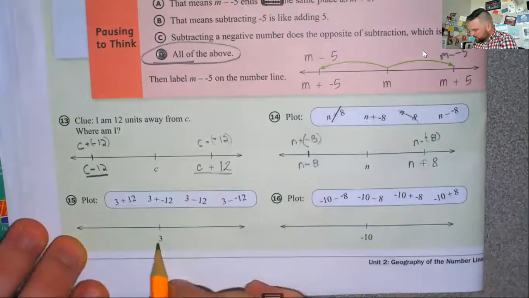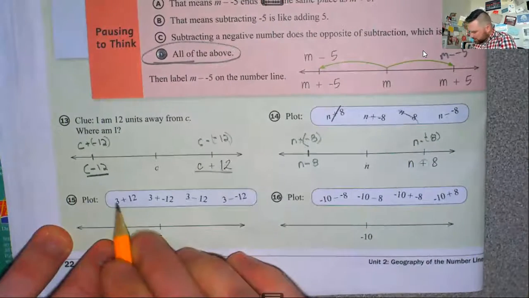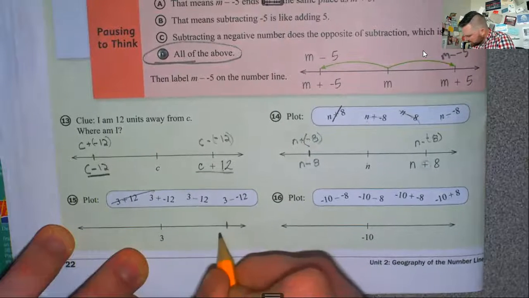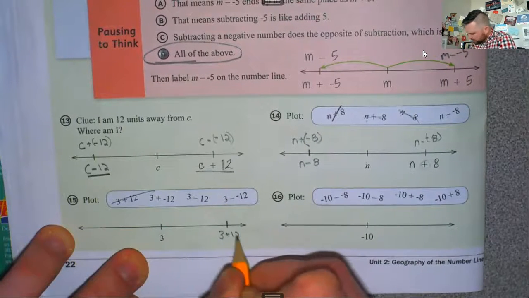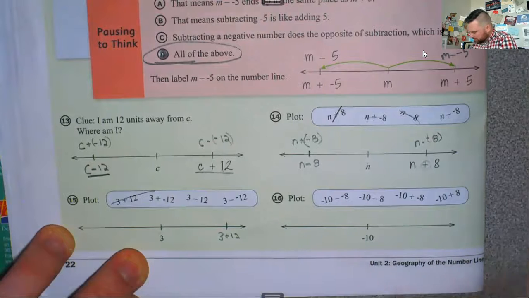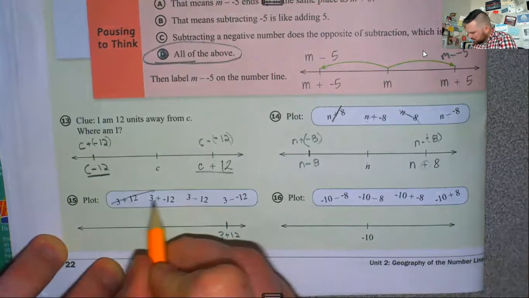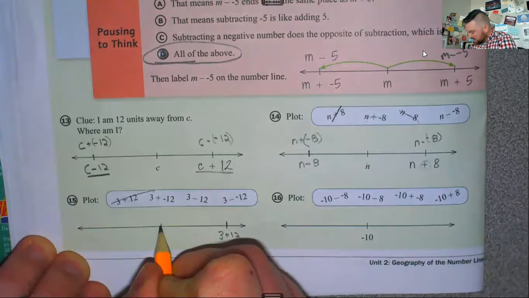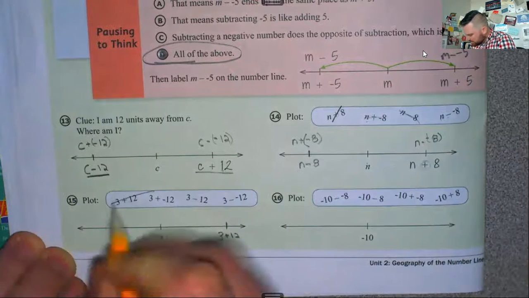Okay, now they put a number in here. So we got 3 plus 12. So 3 plus 12 more is over here. So 3 plus 12, which is 15. And then 3 plus negative 12. So 3, and then you're going to add a negative number. So you're actually going left.